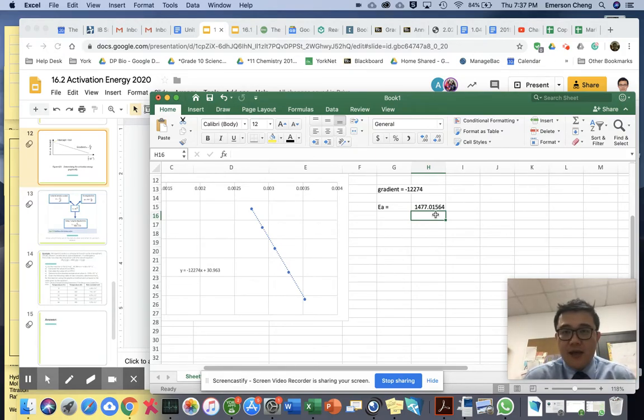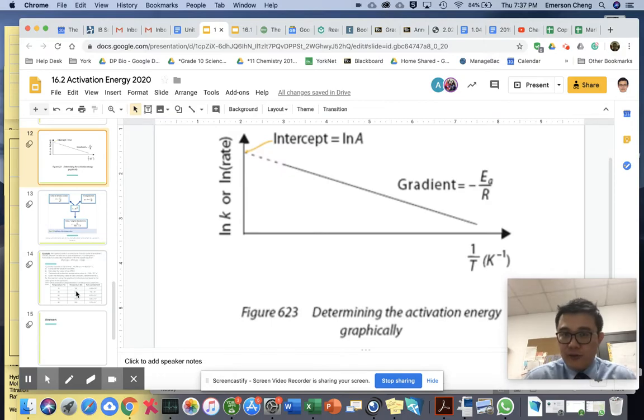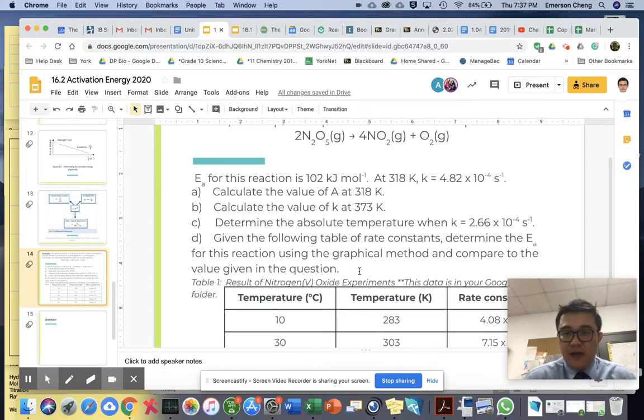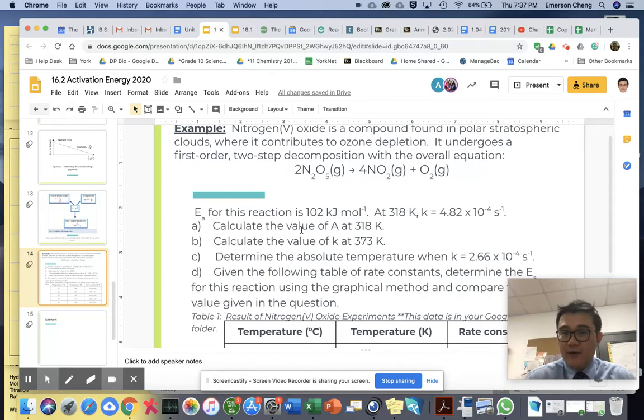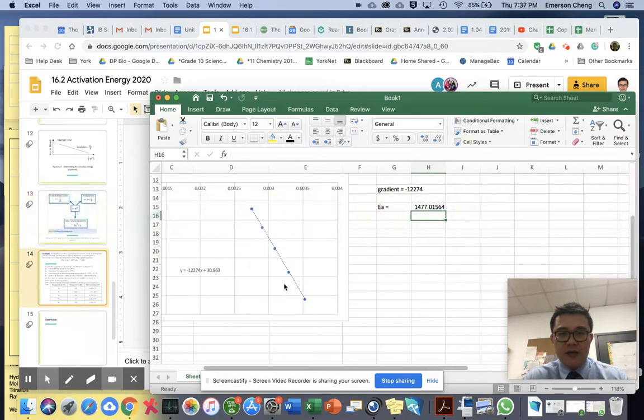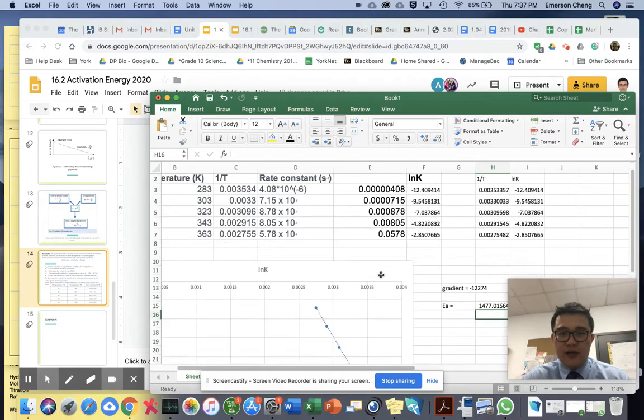So in this case, what we can say is that this is the Ea of this reaction by the graphing method, and it is significantly bigger than the value here. And that would be the correct answer. So that's the answer for question D. You can look at it over here again.